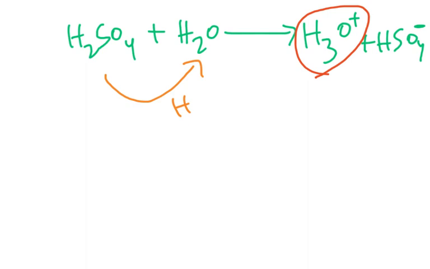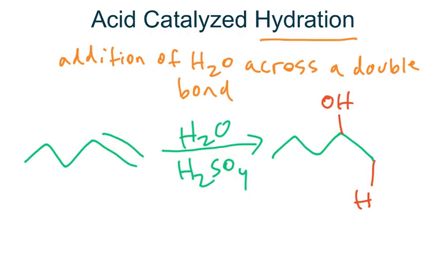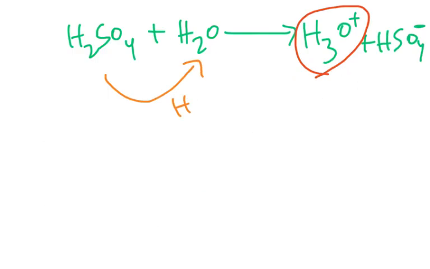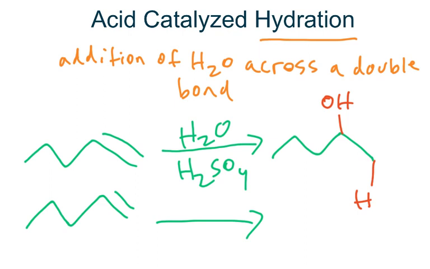Because we form this hydronium, we can also write this reaction like this. We can write the same reactant side, but instead of saying water and sulfuric acid, we just saw that we formed hydronium when you mixed sulfuric acid and water together. So we can simply write that we're reacting this whole thing with hydronium, and it'll lead to the same product, which will be adding water across the double bond to look something like this.